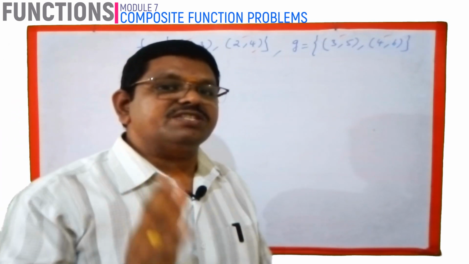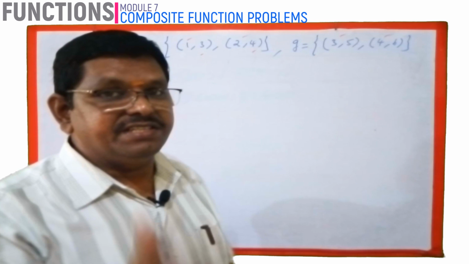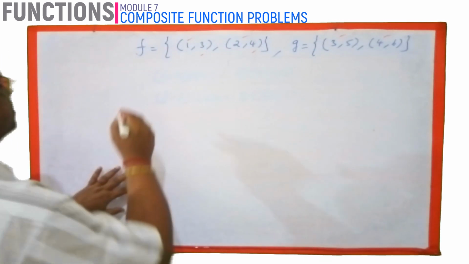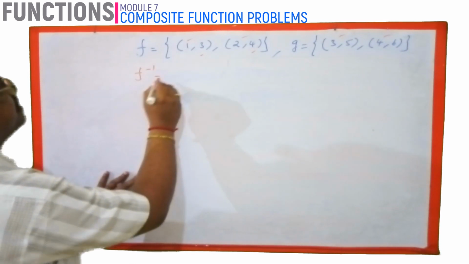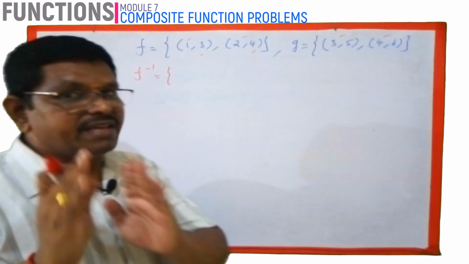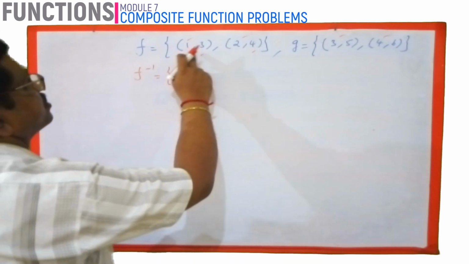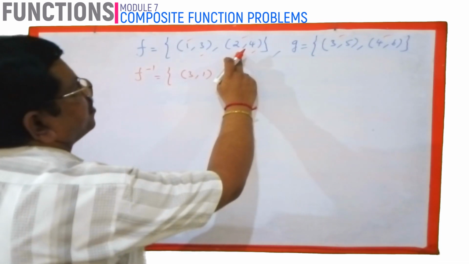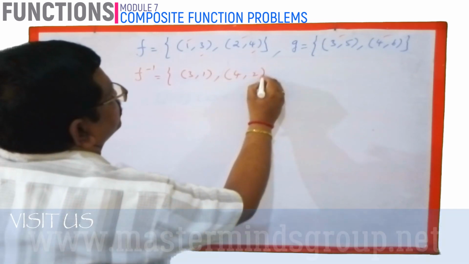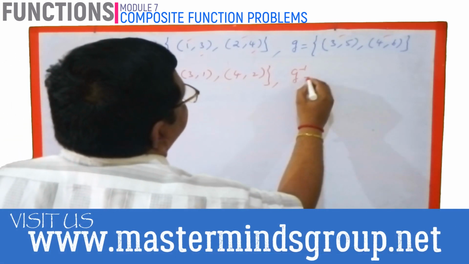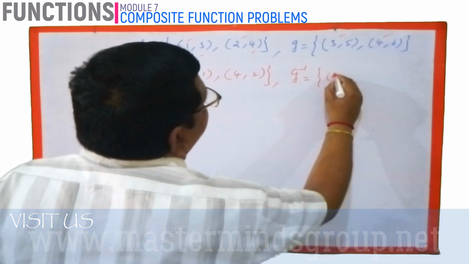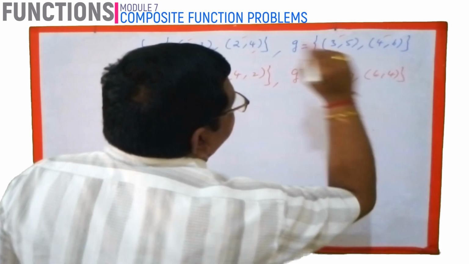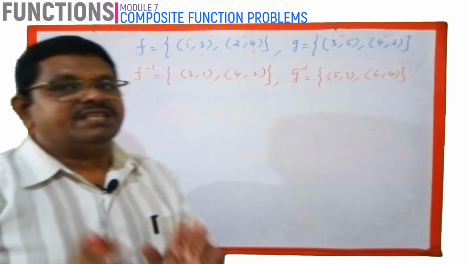Now let us find the inverse function of the given functions f and g. In our previous module itself, we discussed what f inverse is, isn't it? f inverse means we will get the ordered pair (f(x), x). So here f has (1, 3), so it will be changed to (3, 1). Here it is (2, 4), that will be changed to (4, 2). Similarly for g inverse, (3, 5) will be changed to (5, 3) and (4, 6) will be changed to (6, 4).